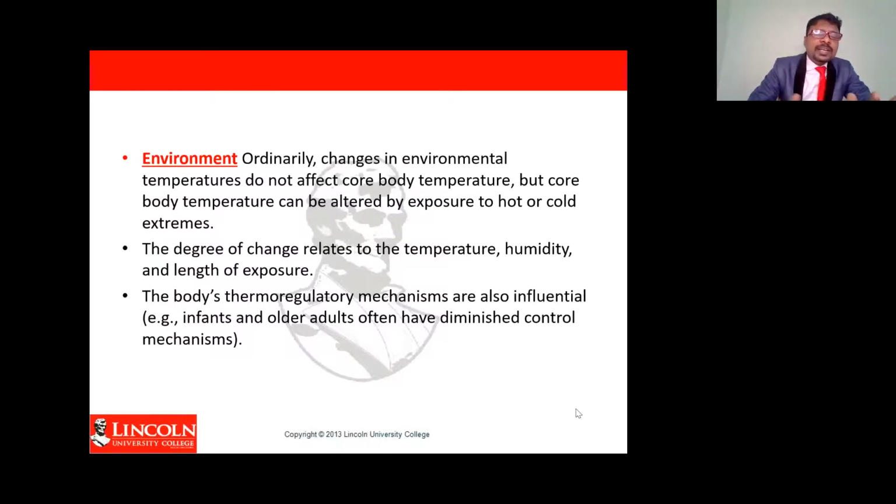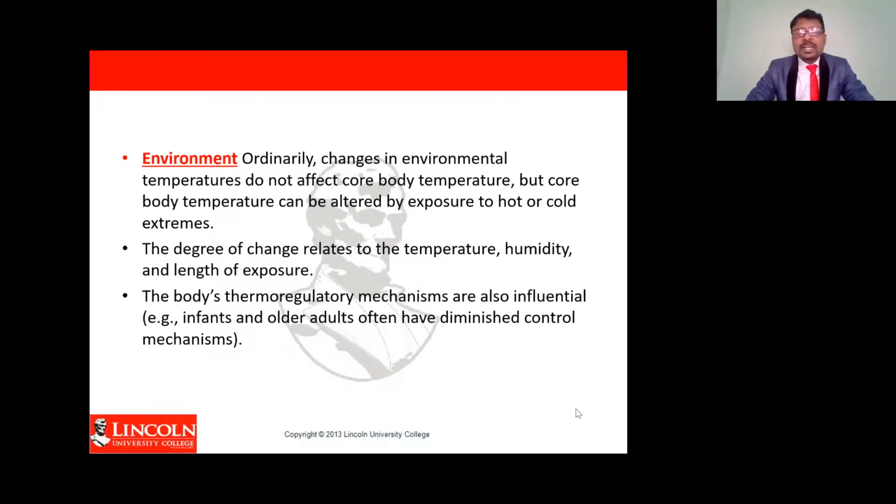The degree of change relates to the temperature, humidity, and the length of the exposure. It may also alter if someone is working in high temperature, like outside exposed to the sun, or depending on how much time they are exposed to the sun. So it may alter the body temperature. The body's thermoregulatory mechanisms are also influential, so infants and older adults have diminished control of these mechanisms.